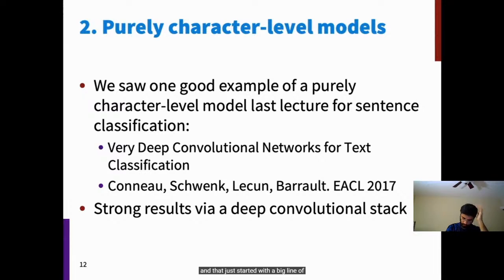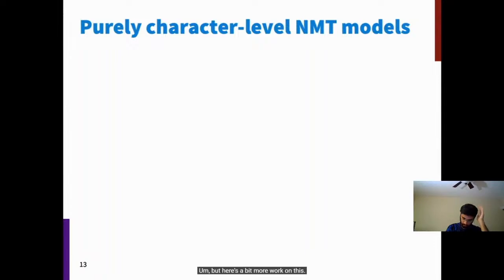And that just started with a big line of characters and built these convolutional layers on top of it in the vision-like network and classified the documents. So that was a completely character level model. But here's a bit more work on this.